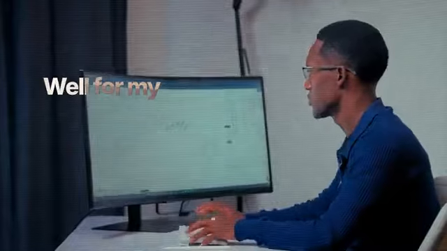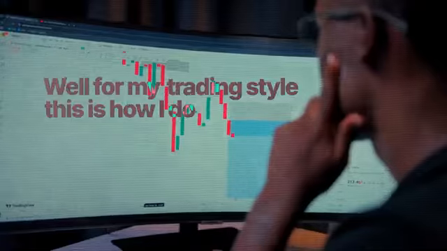If we are buying, then I'm going to look out for buys because it's bullish, all right? And then on the other side, if it's bearish, well, it's going to go bearish for some good time and you could potentially make a lot of money. Well, for my trading style, this is how I do approach it.